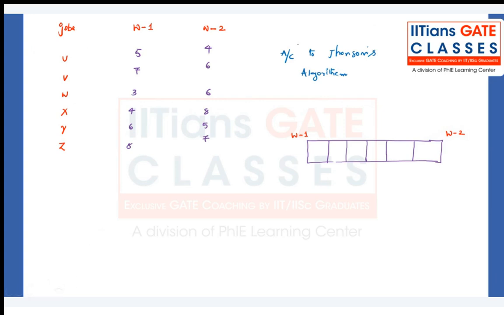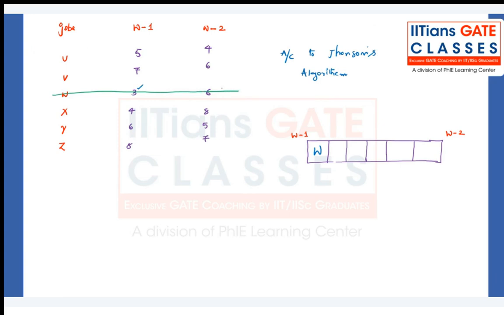According to our procedure, Johnson's algorithm, find the minimum processing time among all jobs. Among all jobs, which has the minimum processing time? Job W has the minimum processing time, in workstation 1. Since it is on the workstation 1 side, W is going to be placed on the workstation 1 side. Whenever it is placed, you just strike it out, guys.